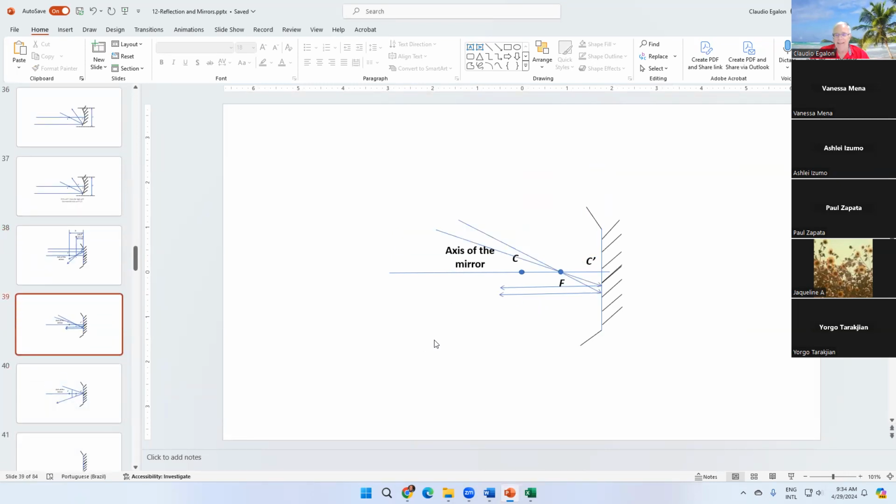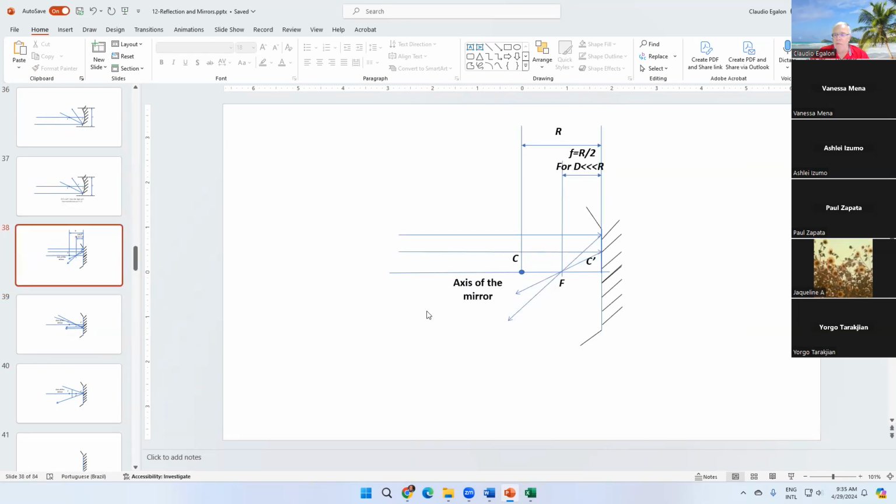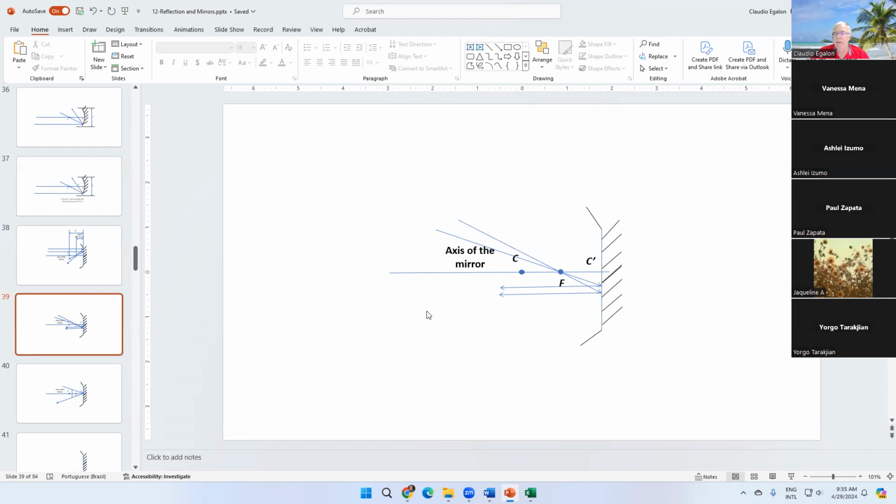And one more thing. Light rays that pass through the focal point reflect parallel to the axis of the mirror. It's kind of complementary to the other one, right? Light rays parallel to the axis of the mirror reflect toward the focal point. If you trace it back, you're going to get exactly the same thing.